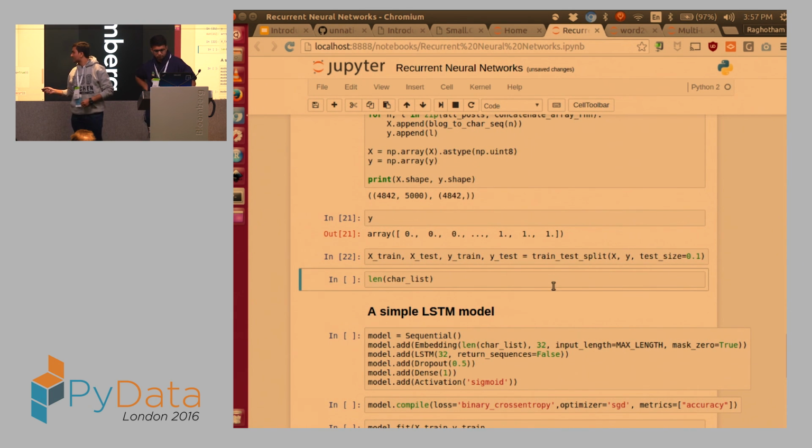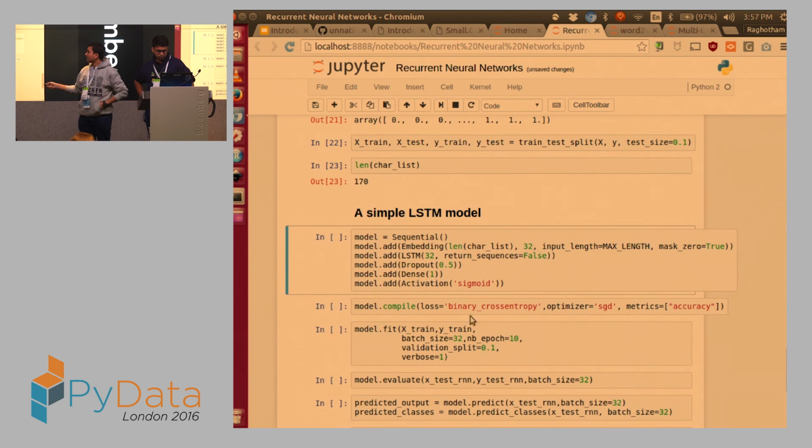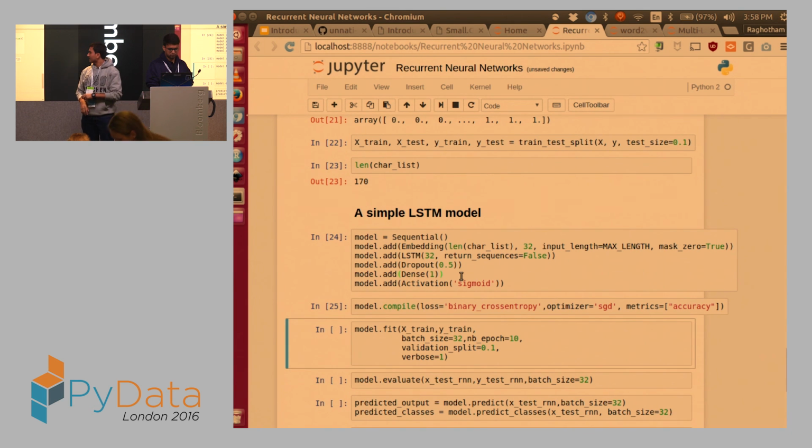Now we run a simple LSTM model. Again, it is a sequential one. We place the layers next to each other. Here is the embedding layer where we do the vectorization, and we define the maximum length there. And we add an LSTM layer here where the input size is 32. Then we have a dropout layer to do some regularization, and then a dense layer of size 1, because I just need to know is it a male or female, with a sigmoid activation. I compile the model and then give the test and train data there.